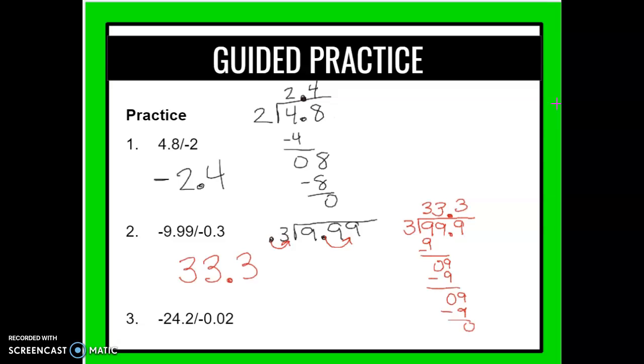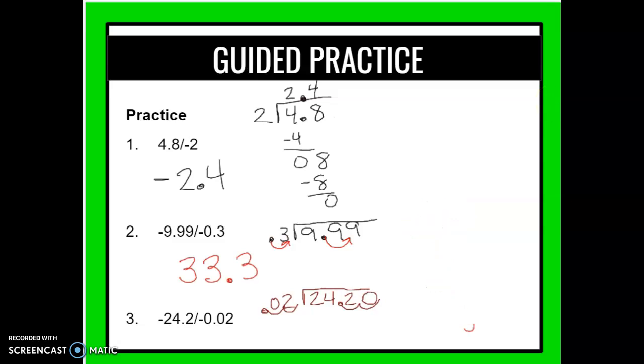The next one, I have negative 24.2 divided by negative 0.02. So I need to move the decimal 2 spaces, and then inside I would move it 2 spaces. Well, there wasn't a number here, so I'm going to put a 0. And then I like to rewrite it because sometimes that gets too crazy with all of the moving of the decimal.